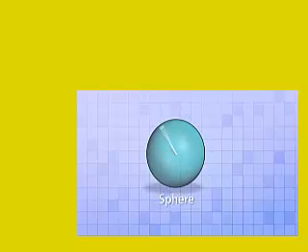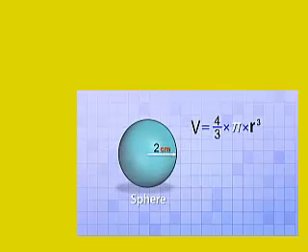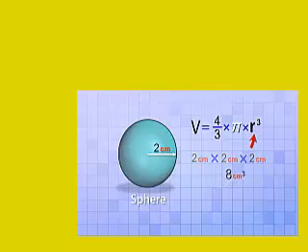Here's a sphere with a radius of 2 centimeters. Fortunately, that's the only dimension we need to find its volume. Our formula says that the volume of a sphere is equal to 4/3 times pi times radius cubed. Cubing the radius means multiplying it by itself 3 times. So we take 2 centimeters times 2 centimeters times 2 centimeters, which equals 8 centimeters cubed.